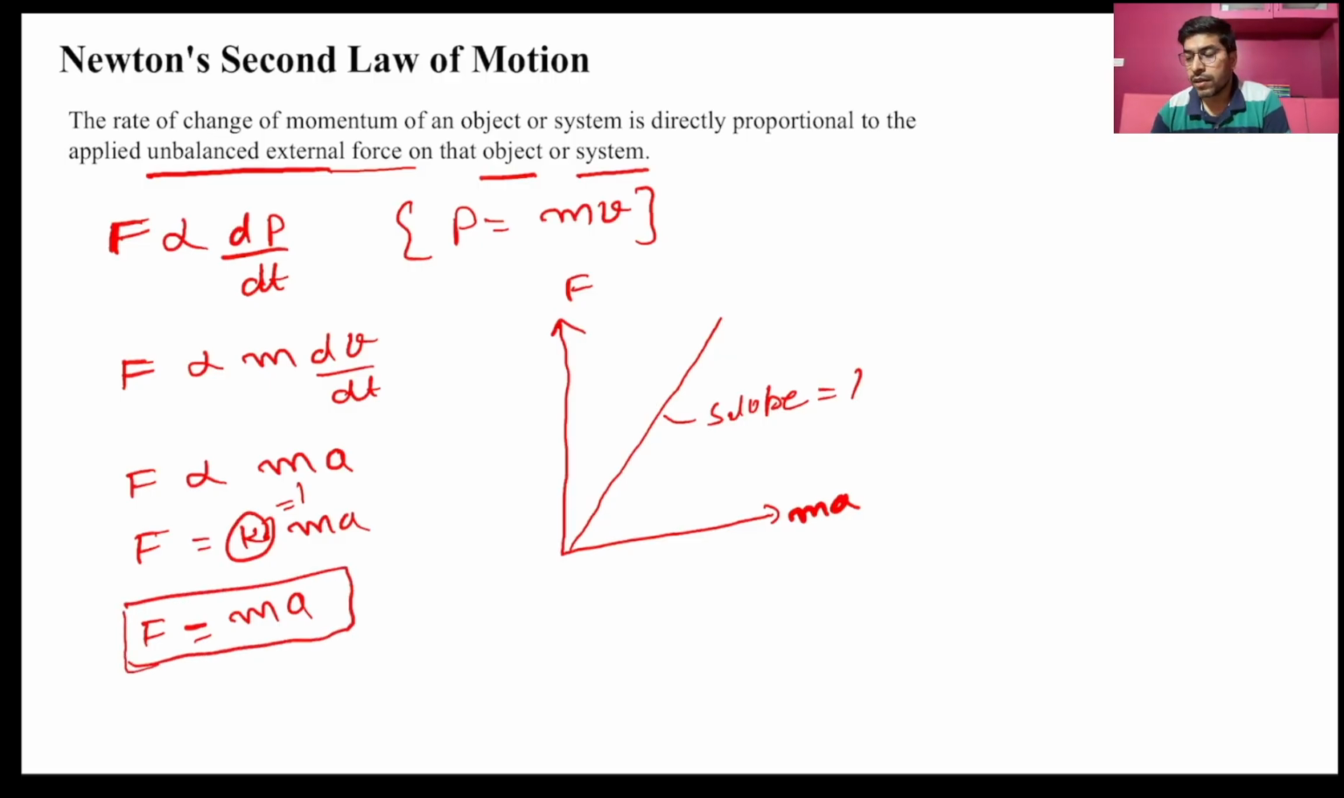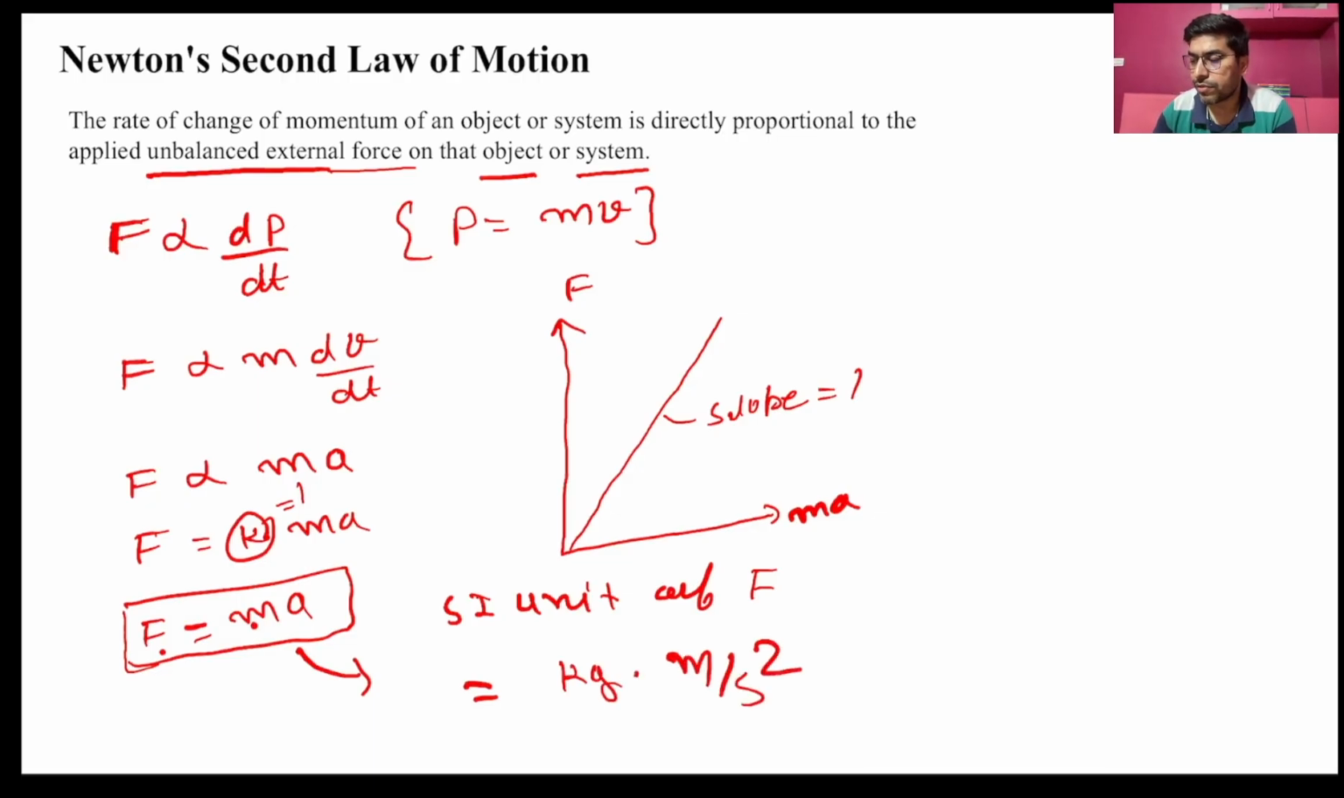Okay. Now if we talk about the SI unit of force, the unit of m is kg and the unit of a is meter per second square. So the SI unit will be kg meter per second square. This quantity is also known as Newton. Understood?